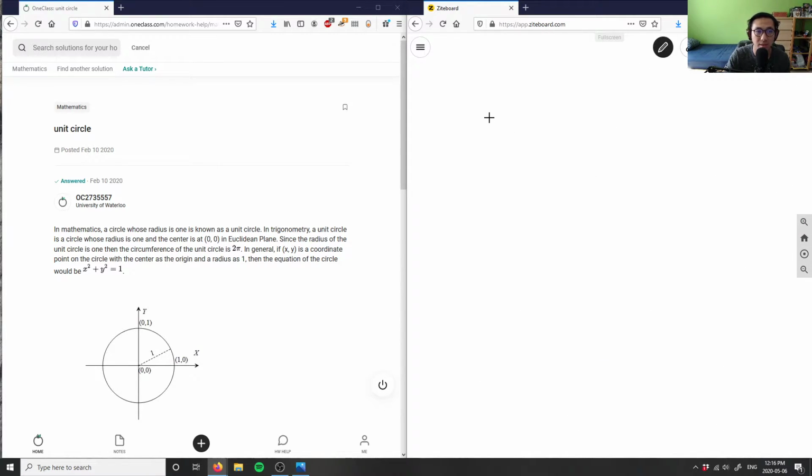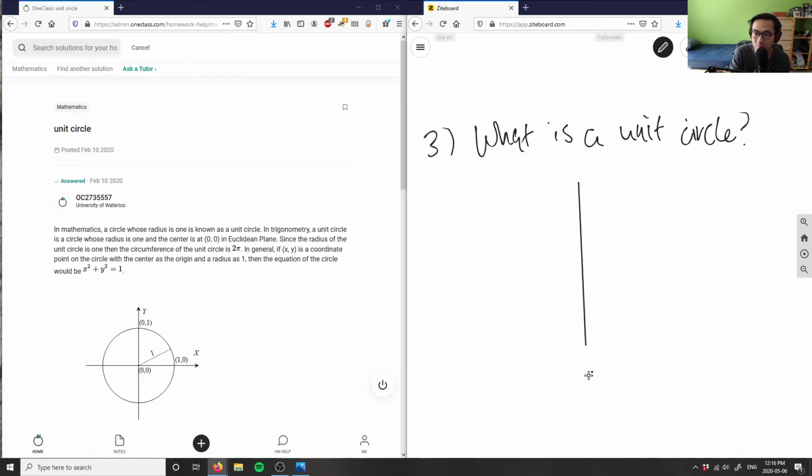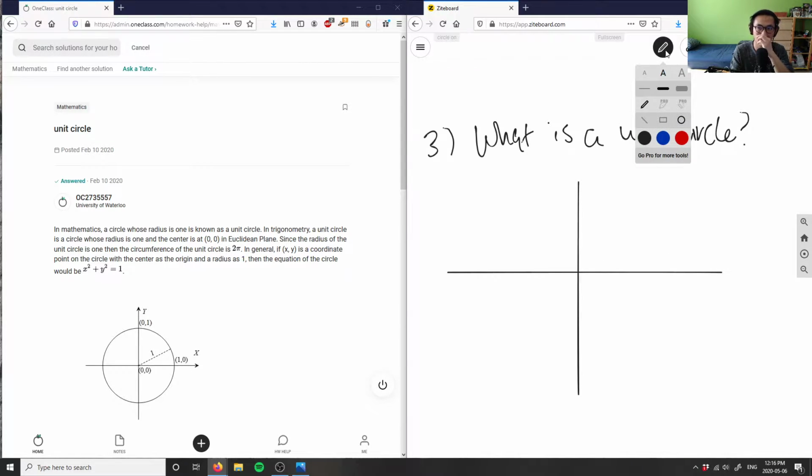Number 3 is asking about the unit circle. So maybe what is a unit circle? The question is kind of broad here, so I don't really know what the question is asking. Or maybe I'll just define what a unit circle is. So I'm going to draw out my plane here, and then I'm going to draw out a circle.